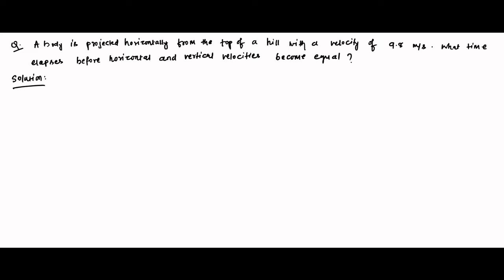Okay, so let us try to understand this. First let us try to draw the whole situation. So we have a hill. Let's say a person is standing here and he threw an object, let's say a stone or whatever it is. He threw it with a horizontal velocity of 9.8 meter per second.